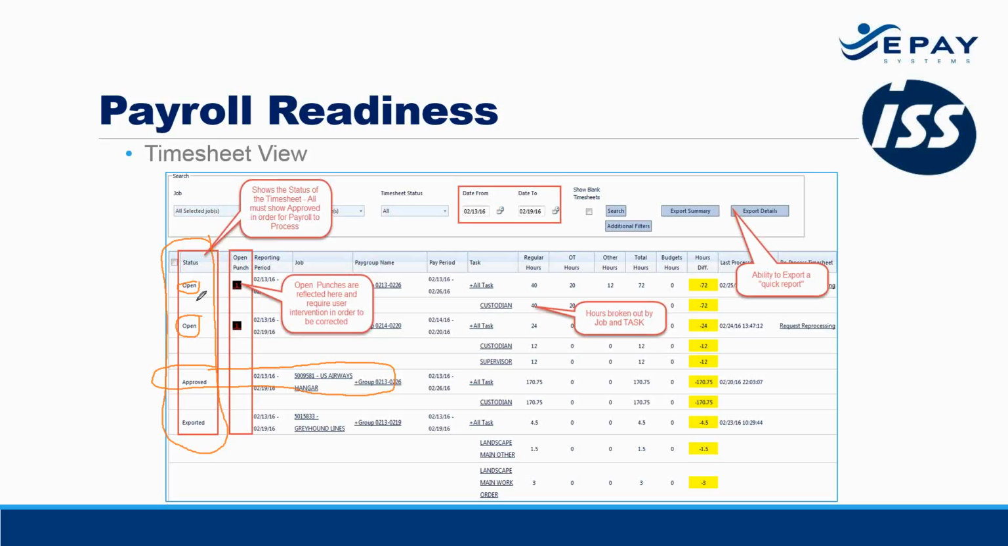Now, the system will let you submit and still let you approve a timesheet with an open punch. So it becomes important that when you go to the screen, you see anything in open punch, that you address it and make that correction before it is submitted and approved.